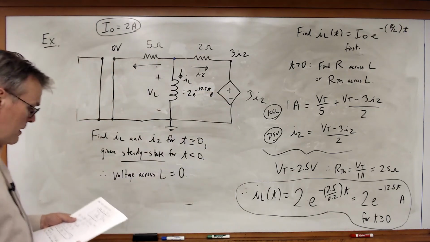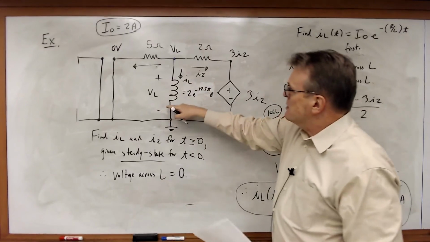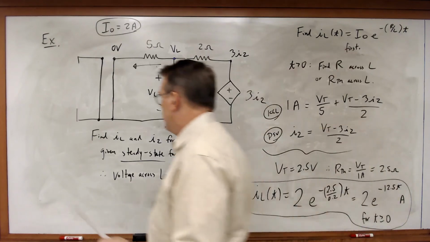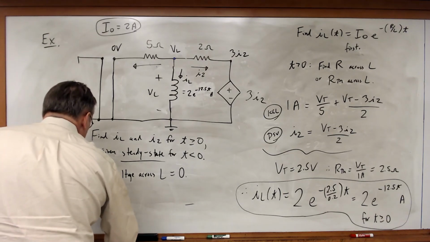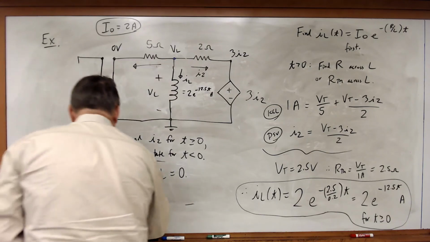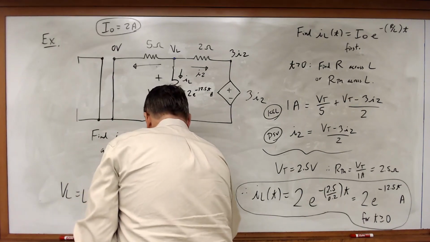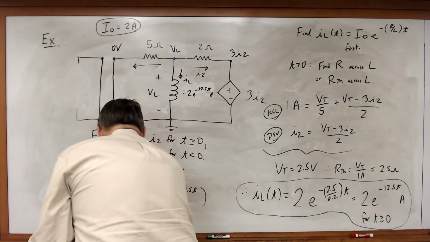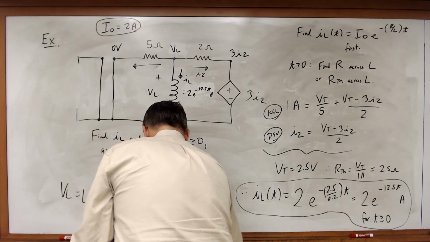Okay, and so in this case, a couple of different ways I could work this. I'm just going to go ahead and say, if I know what VL is, I'm just going to use Ohm's law. And VL is equal to L times dIL dt. I'm just going to use the IL expression, find VL directly. That's equal to 0.2 times minus 25 times e to the minus 12.5 t, which will be equal to minus 5 times e to the minus 12.5 t volts.